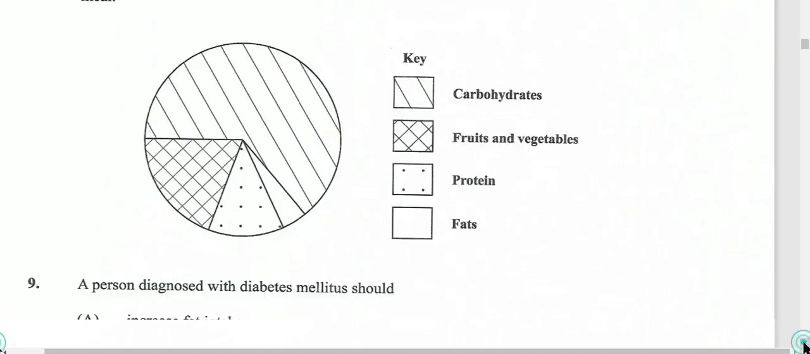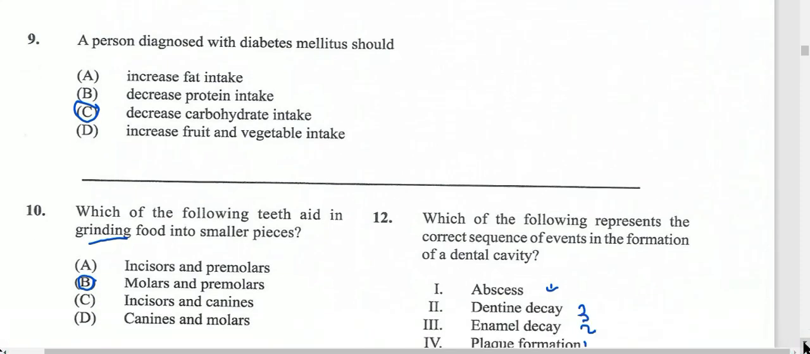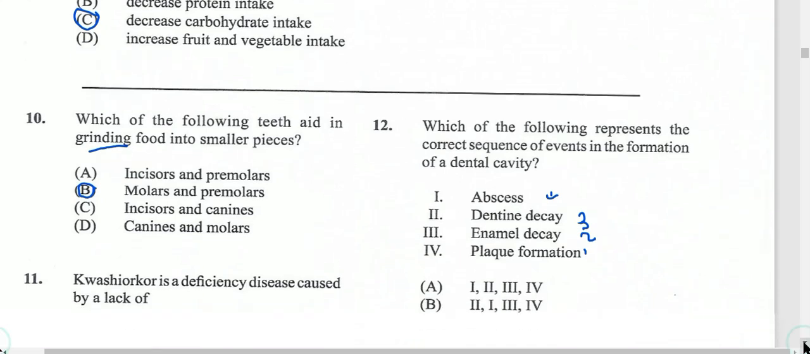was left blank. Now what we're supposed to do: a person diagnosed with diabetes mellitus should of course decrease carbohydrate intake. You want to ensure that you are taking in less of those complex starch, complex sugar, so that you can of course get that condition under control.